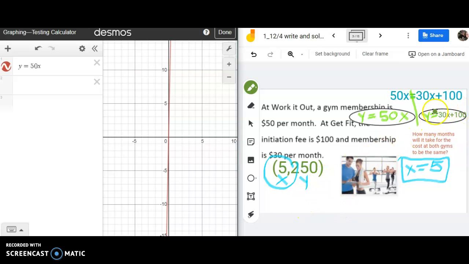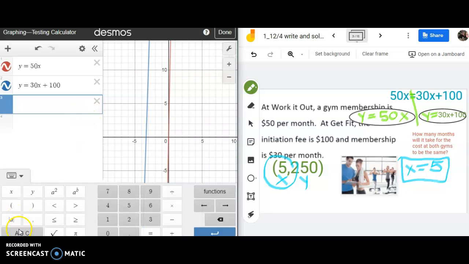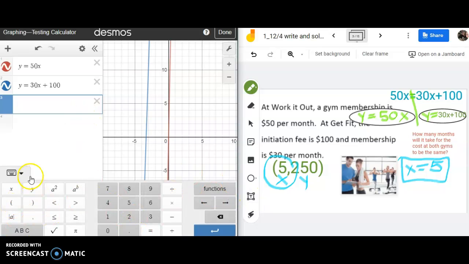Then over here on the right-hand side, I took whatever was on the right and said y equals. I'm going to take that whole equation and type it into Desmos. So y equals 30x plus 100, and I'm going to hit enter. If you're not using a Chromebook and you don't have a keyboard to type, remember you can use this keypad down there and the buttons pop up for you.